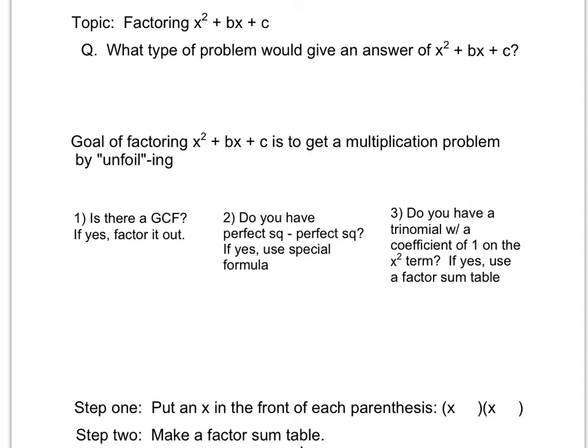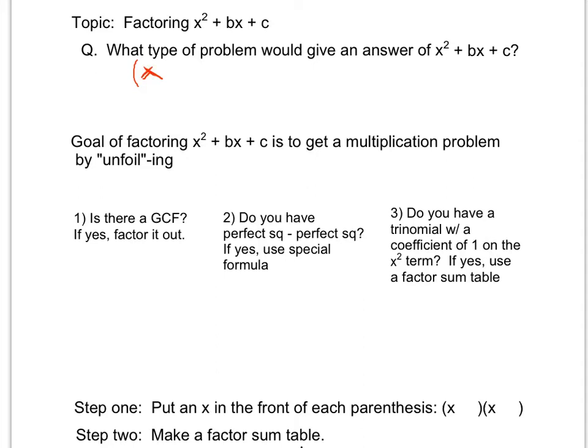So if we first look at this first question, which asks us what type of problem would give us an answer of x squared plus bx plus c. Well, if you think about what we've learned so far, we've learned that this is a trinomial. So if I'm trying to figure out what type of problem would give me a trinomial, I start thinking about factoring gives me a way to undo a problem and turn it back into multiplication. So some kind of multiplication problem should give me this.